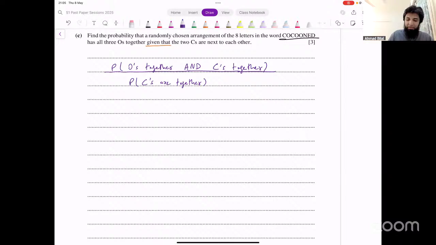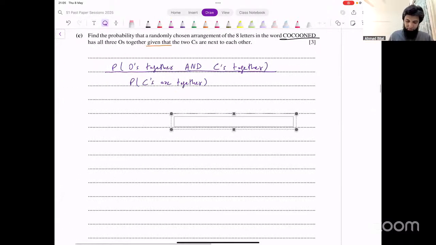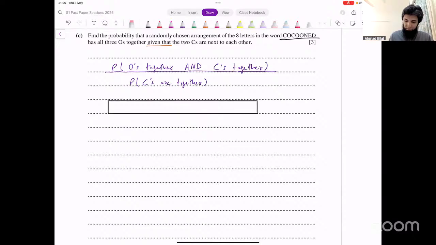What's the probability that the 2 C's are together, first of all? Can we find that somehow? There are 8 letters in total. We can think of it using this boxes notation. We want the C's to be next to each other. So we've got 8 boxes initially for those 8 letters. There are 2 C's, and since we want the C's together, we merge them into a single box.